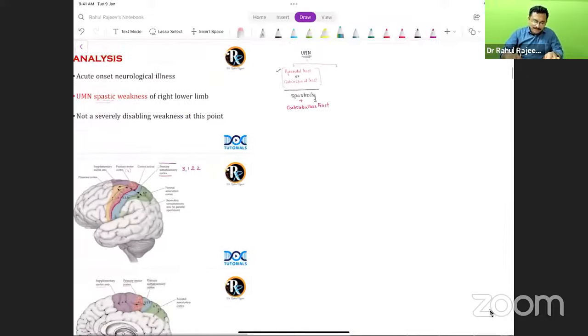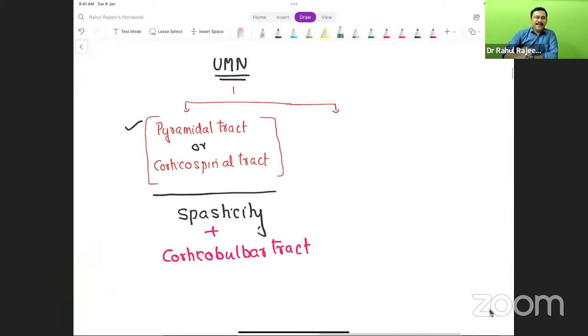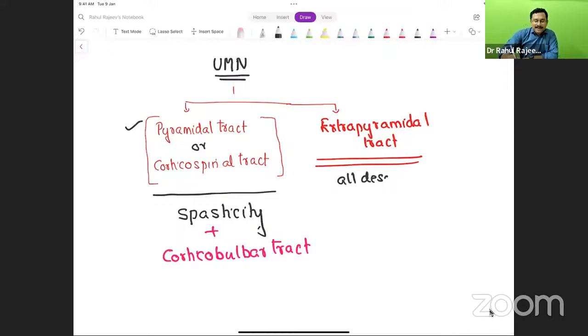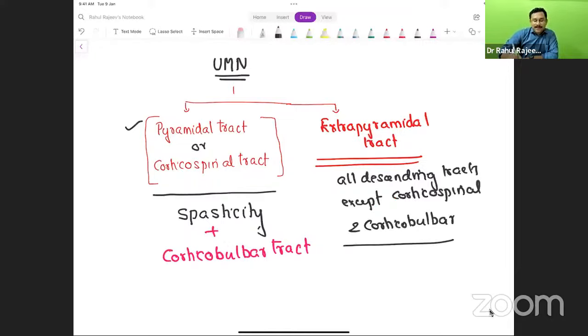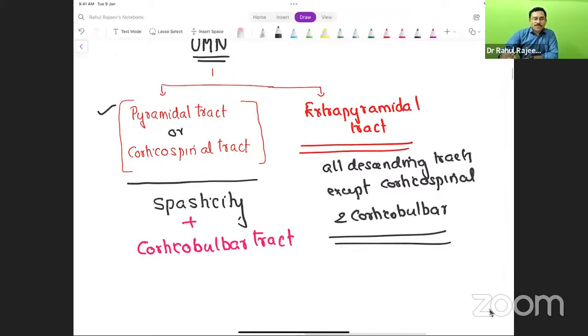Now, you remember sometime back when I taught you about upper motor neuron, I left a gap here. So the gap here was for a specific reason. There is something that is known as the extra pyramidal tract. Now, what is this tract? Look at the word extra pyramidal. So other than the pyramidal tract, basically all descending tracts except corticospinal tract and corticobulbar tract, they are called extrapyramidal tracts. All descending tracts except corticospinal and corticobulbar.